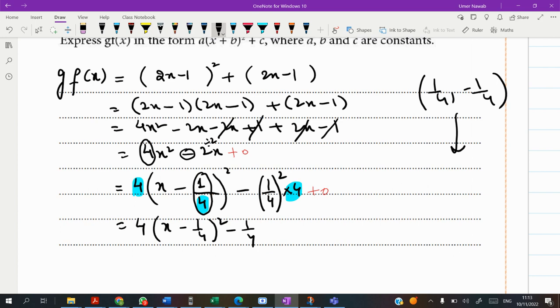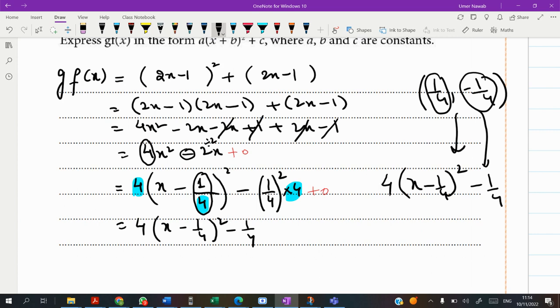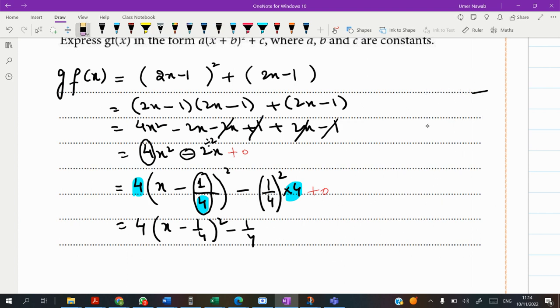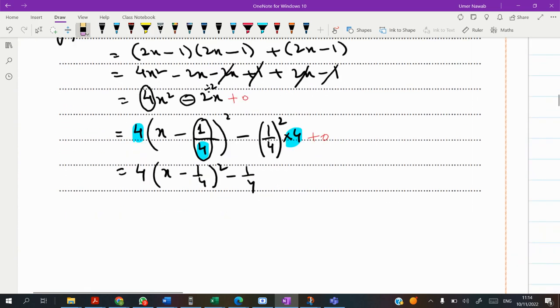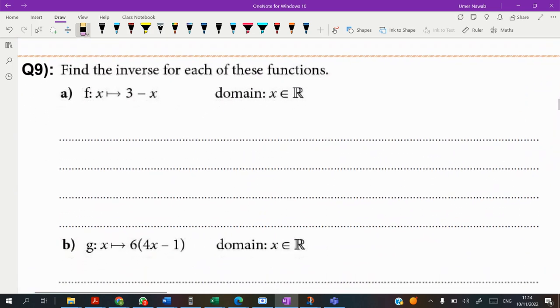Can I write from here my completing the square form? X, this is plus 1 over 4, I write minus 1 over 4 and copy it as it is, minus 1 over 4. What was a? A was 4, so write 4 outside. Is it matching? Yes, it is matching. So we are done with completing the square form. Let's move to question number 9.